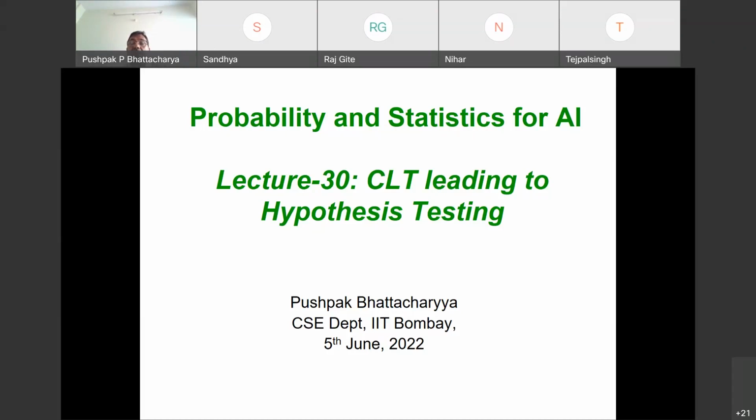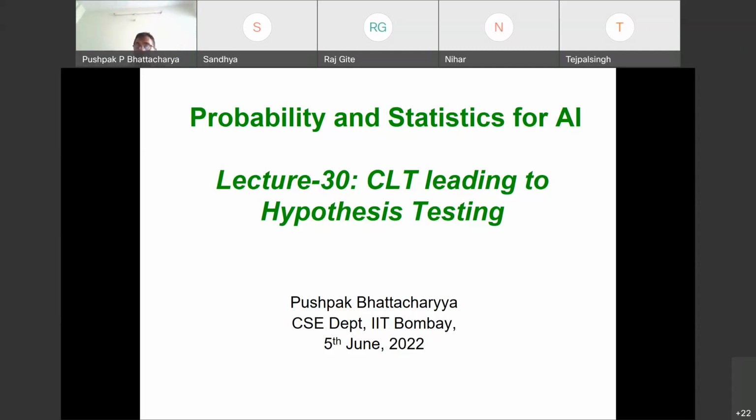So let's see how the idea of central limit theorem and the idea of this standard normal distribution helps in testing if a hypothesis is correct or not. And there is a very systematic way of tackling this question coming from statistics, which is much, much older than machine learning.